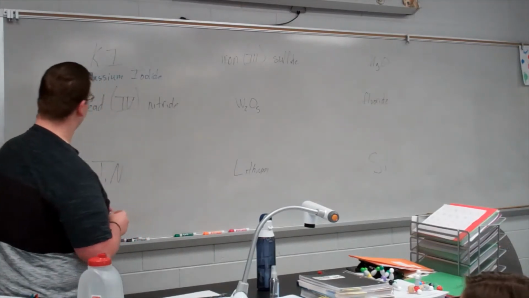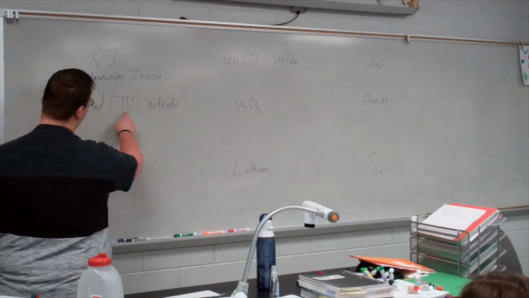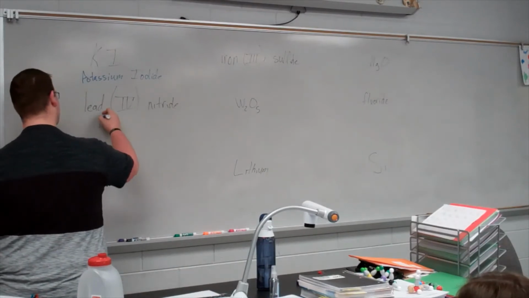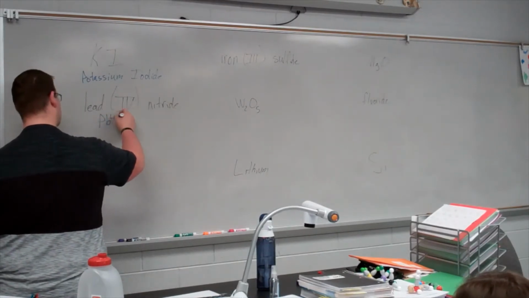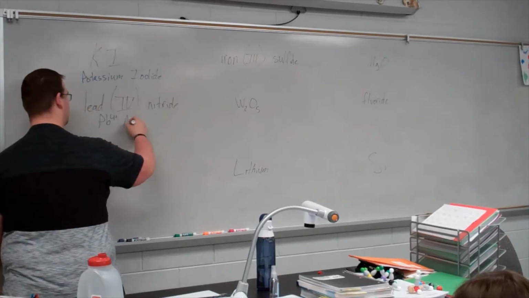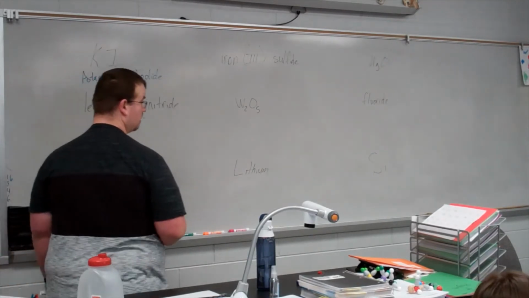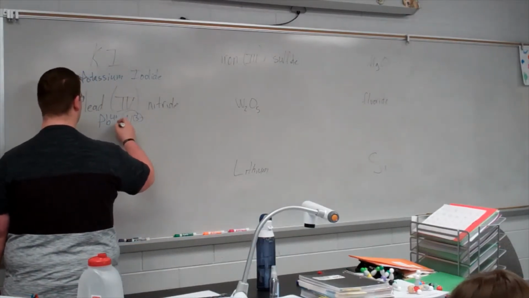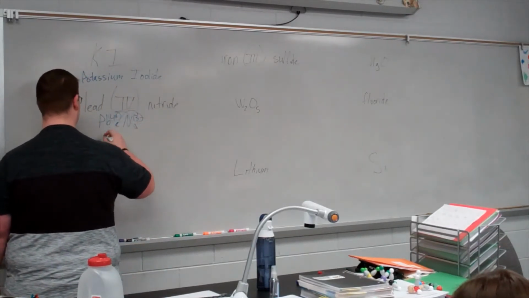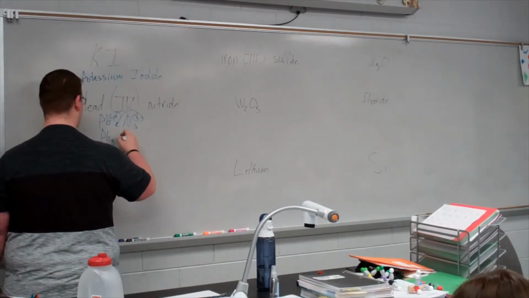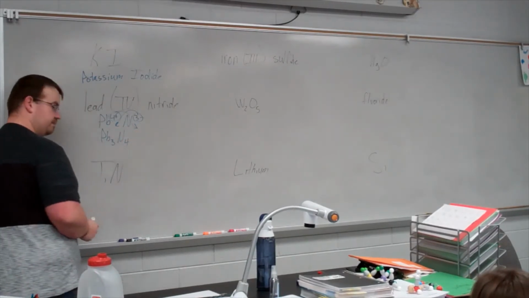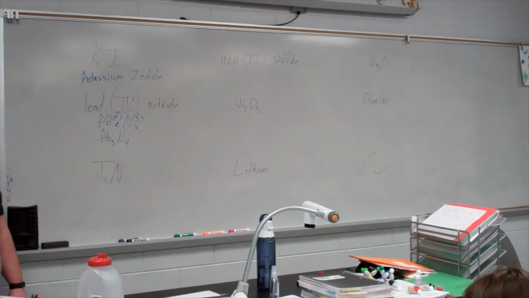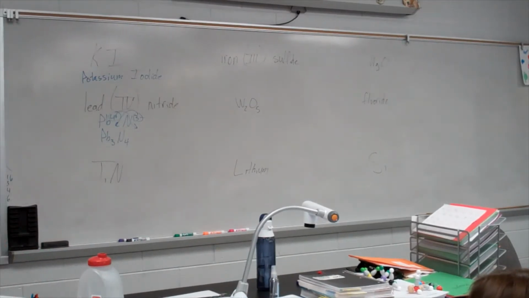Moving down, I have lead 4, so Pb 4 plus, nitride N3 minus. These literally just cross them over. So Pb3N4. It's a shame that we don't have an element with the chemical symbol J.